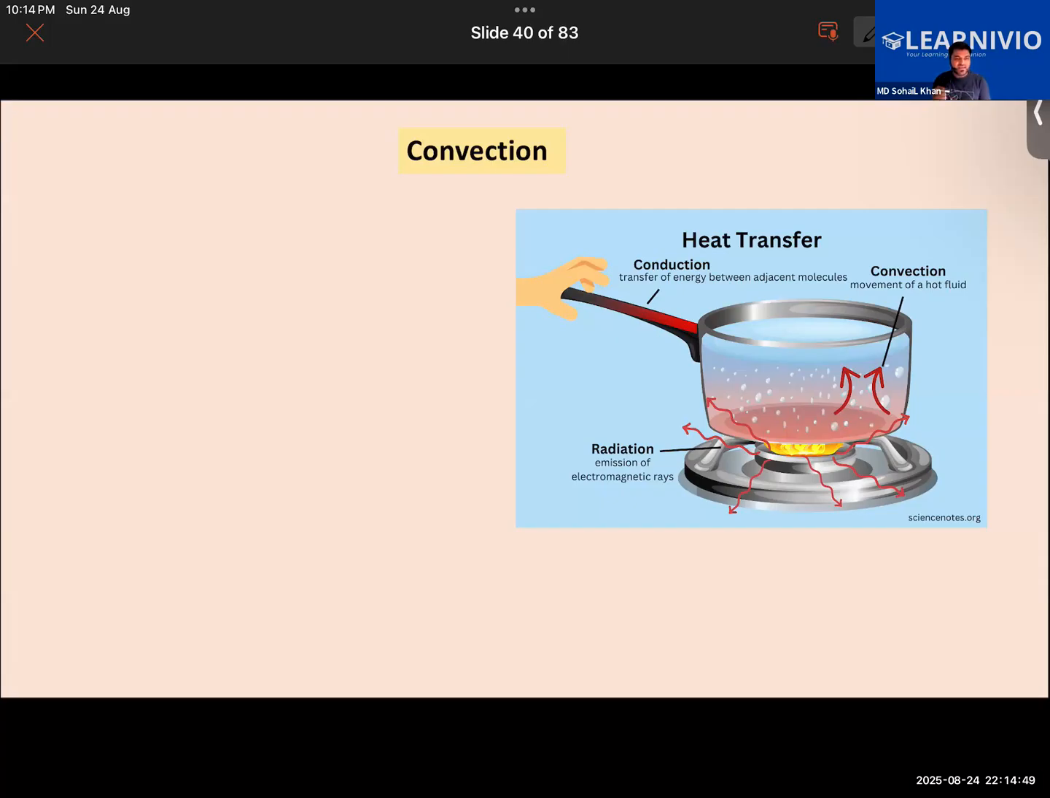So the medium is getting heated, and the molecules of the medium are getting heated and they are moving.